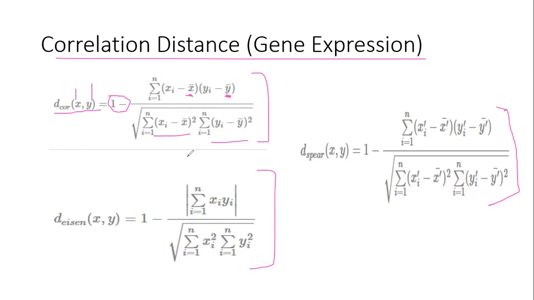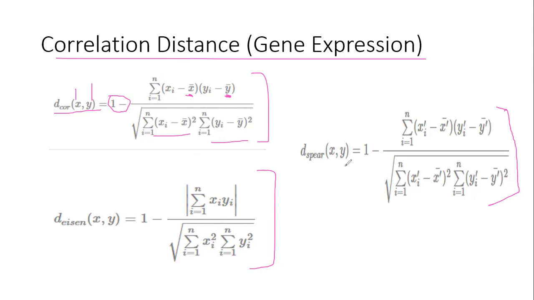What does one minus mean? Pearson correlation lies in the range between minus one and one. So one minus that is going to give me some distance. But typically, we do not use this correlation-based distance.